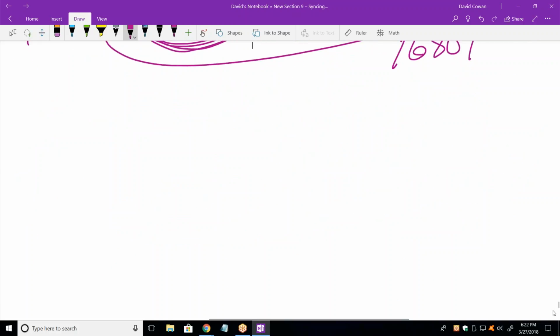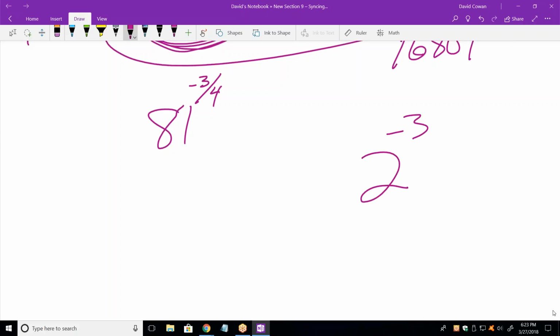Okay, and next we got 81, and then you go up, and it's -3/4. Like that? Okay. What's that negative exponent mean? What's that equal to? Let's see, that'd be -8. Wait, no. Am I right?